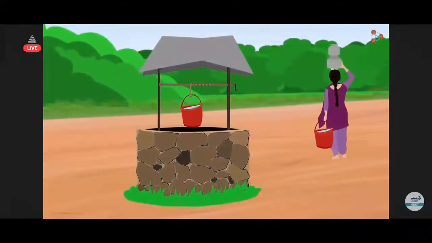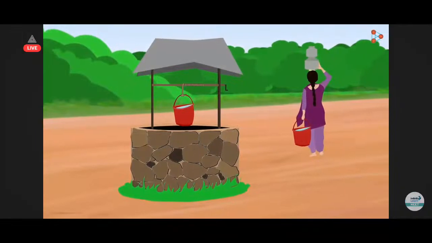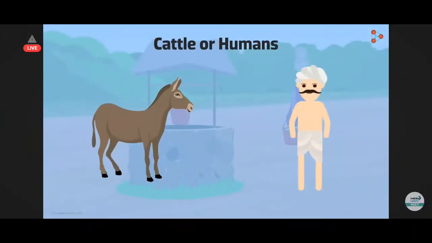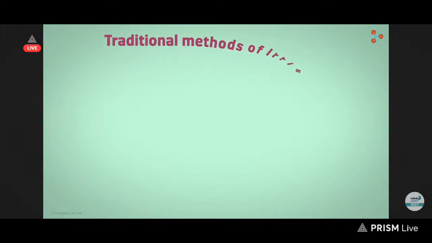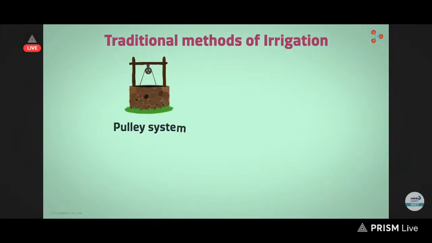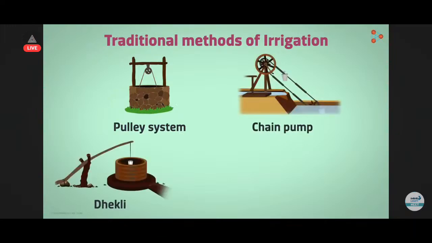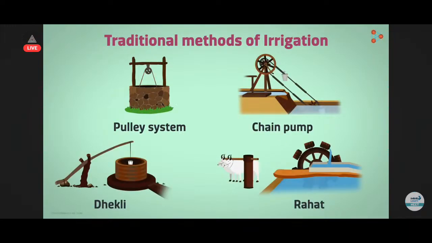In the traditional method, who do you think does the work of lifting the water? It's the cattle or humans who lift water from these sources. These methods were inexpensive for the farmers, but were not quite efficient. Let us take a quick look at a few traditional methods of irrigation first. We will look at the moat or pulley system, a chain pump, dhekli, and rahat, which is a lever system.